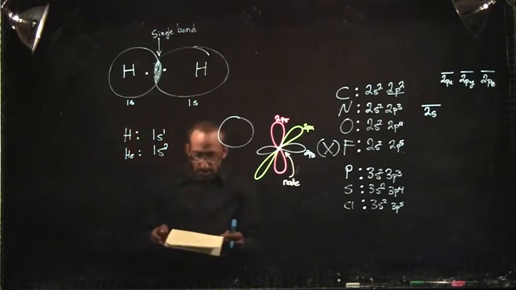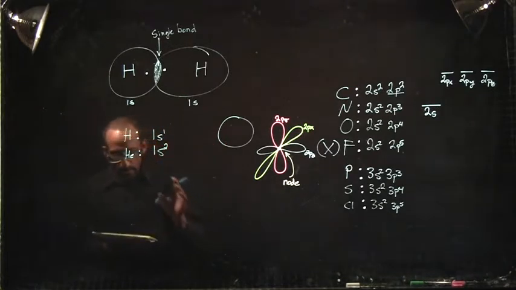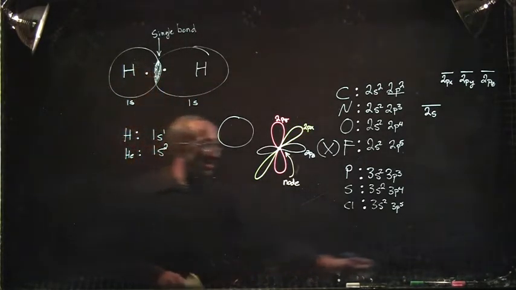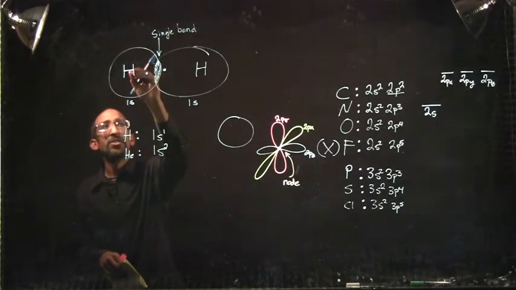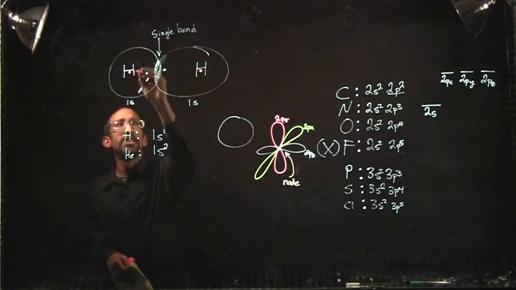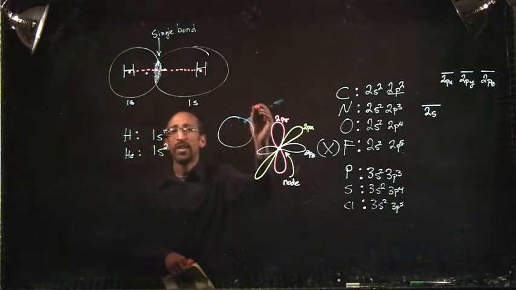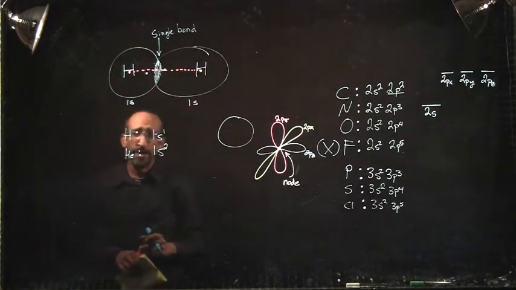One of the features that I want you to be aware of is that this overlap that's occurring lies along a line that connects the 2 nuclei. So if I have 1 hydrogen nucleus here, 1 hydrogen nucleus here, we see that that overlap falls along the line connecting the 2 hydrogen nuclei.